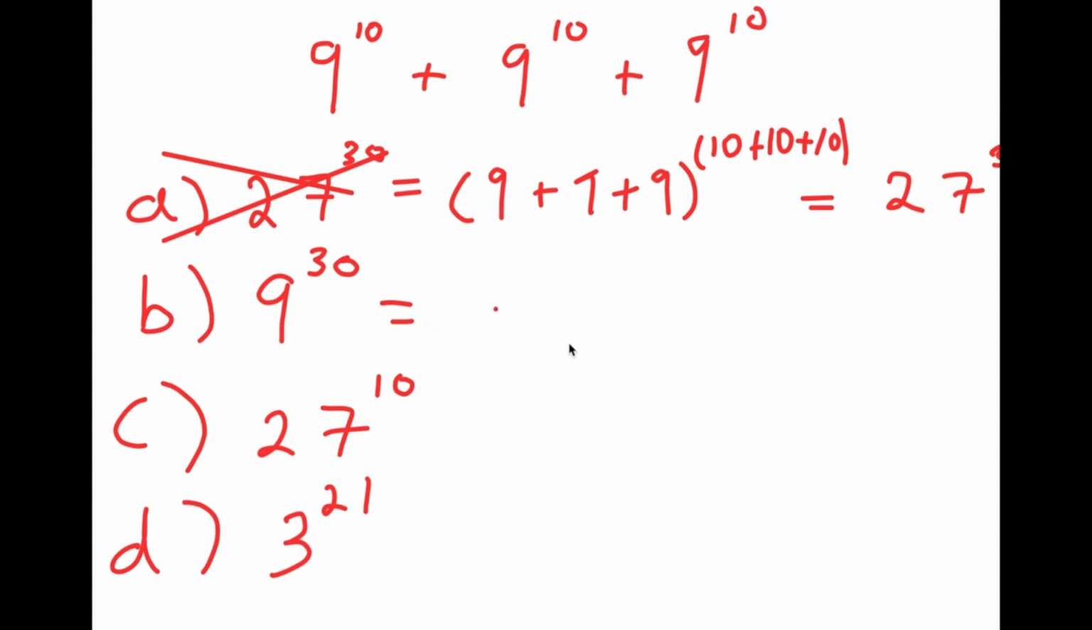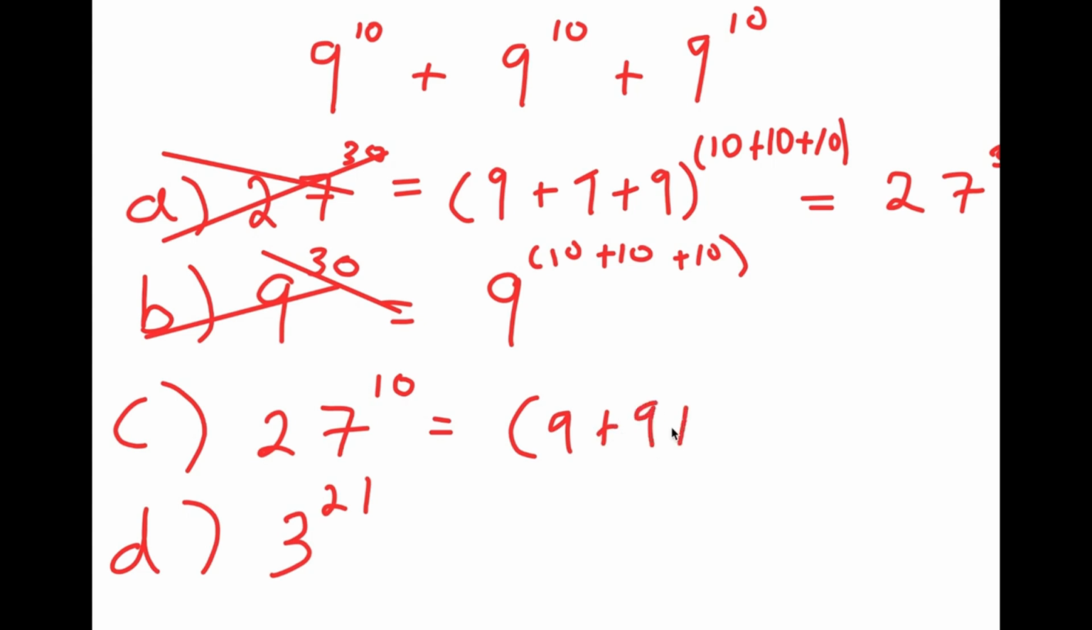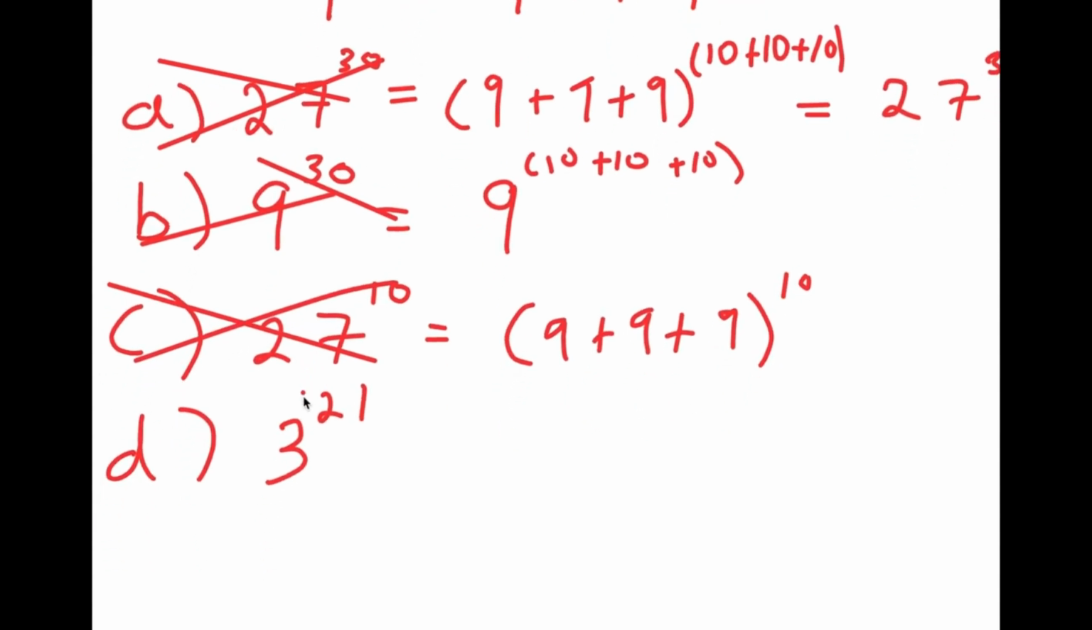So now going from here, this 9 to the power of 30 was likely gotten by keeping the base the same and then adding the exponents. And this again is wrong because this is not the right way to add exponents. Now we have 27 to the power of 10, and this was gotten from adding the bases, but keeping the exponent the same. And this again is wrong as well. That's not how you add exponents.